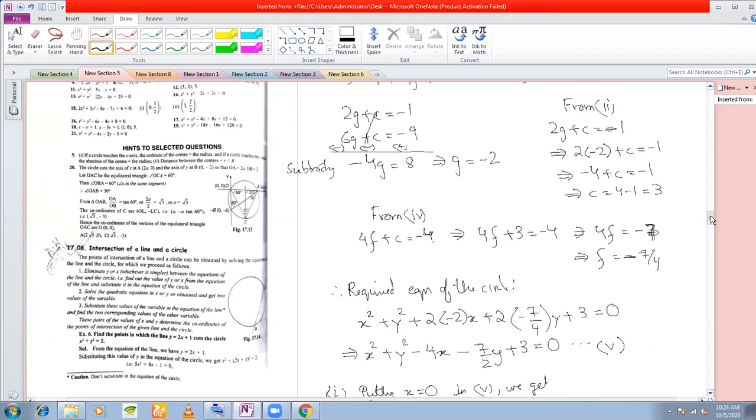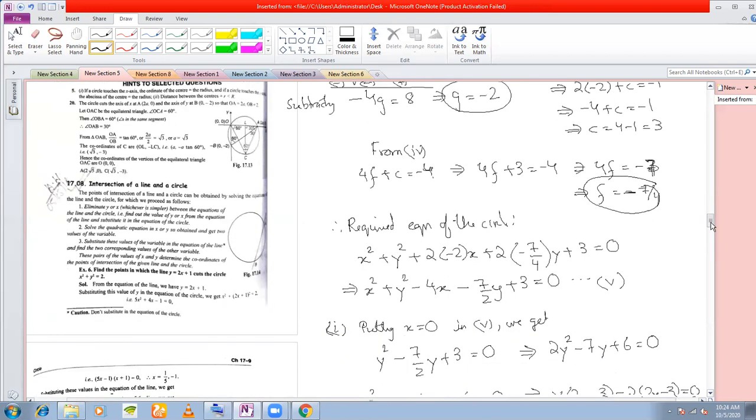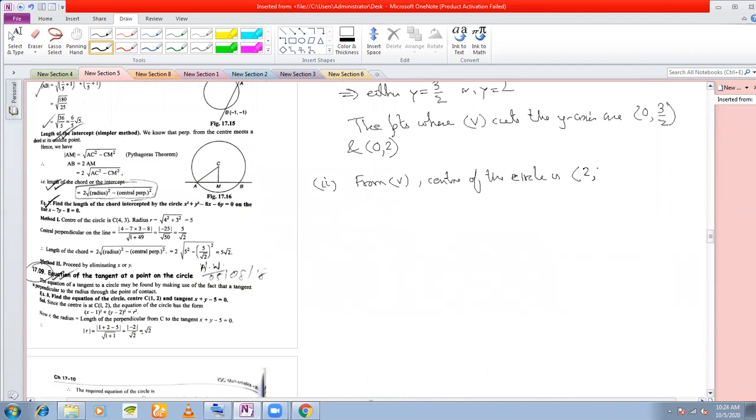From 5, the center of the circle is... what is the value of g that we have got here? We have got g is equal to minus 2, and we got f is equal to minus 7 by 4. So change the signs, you'll get the center 2, 7 by 4. This is the coordinates of the center.